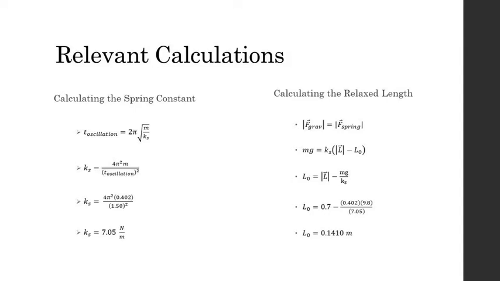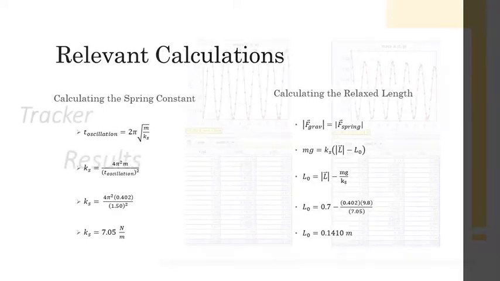And then we can calculate the relaxed length by using the relationship between the force of gravity and the force of the spring, which is essentially, you can isolate the relaxed length, which I found to be 0.1410 meters.